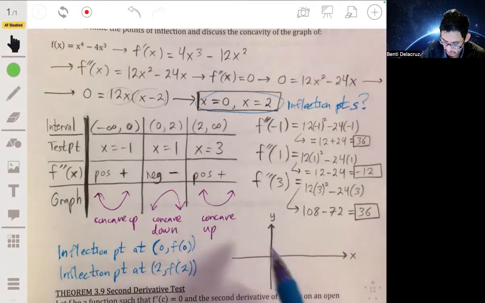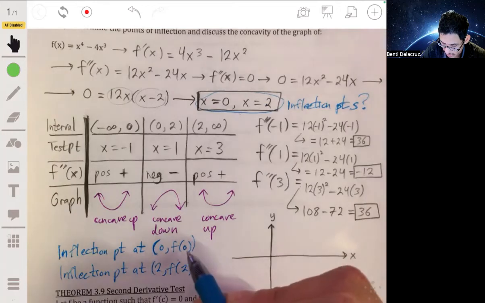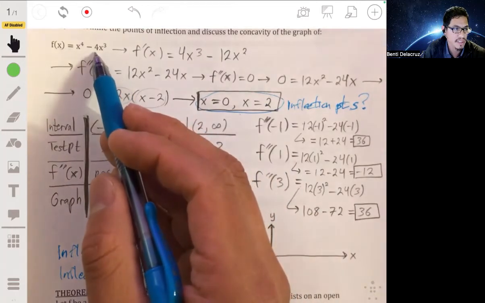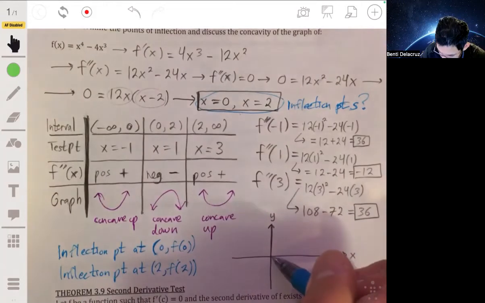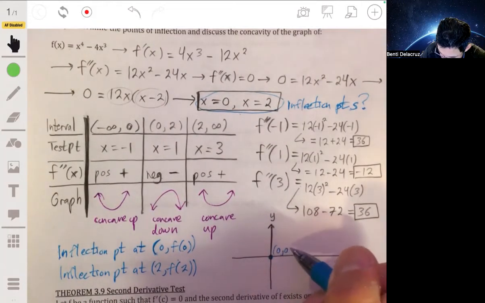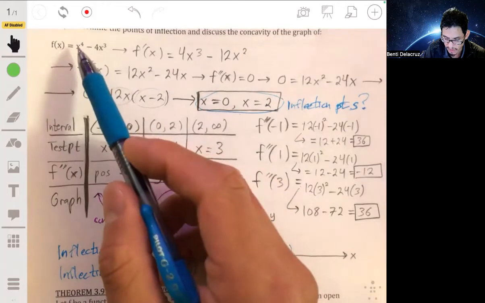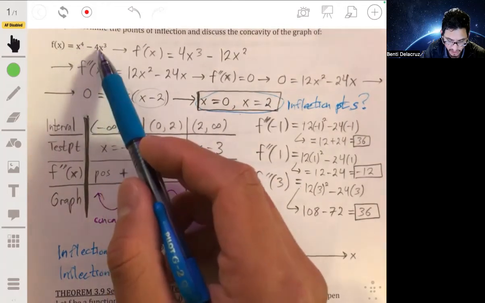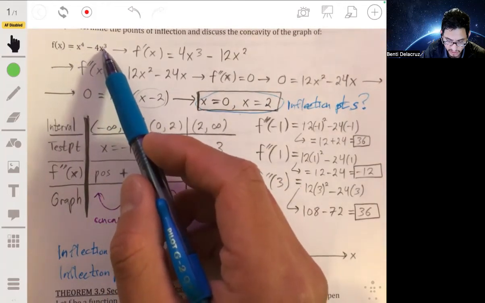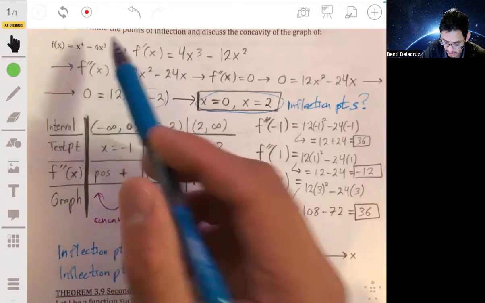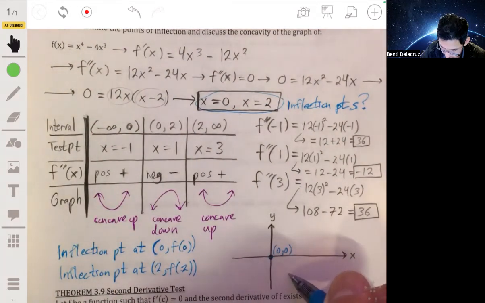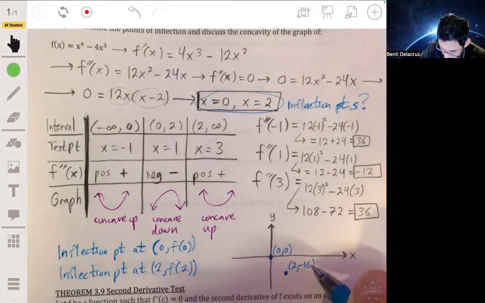Now, I'll save you the trouble of calculating these. I already did them. F of 0 is just going to be 0, because you plug in 0, you get 0. So I like that point, 0, 0. At 2, f of 2 is going to be 2 to the 4th, 16, minus 4 times 2 cubed, so minus 32. So f of 2 is actually negative 16. Just a sketch. So 2, negative 16.